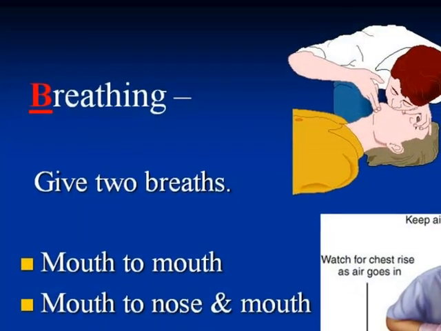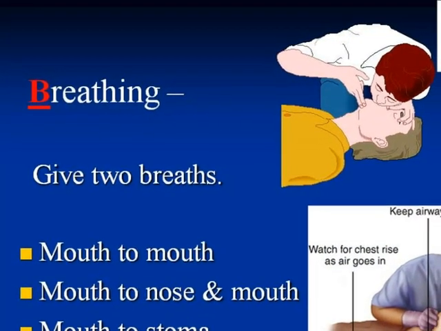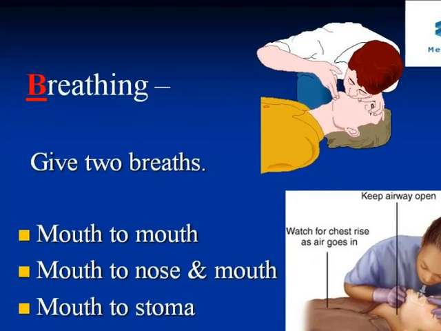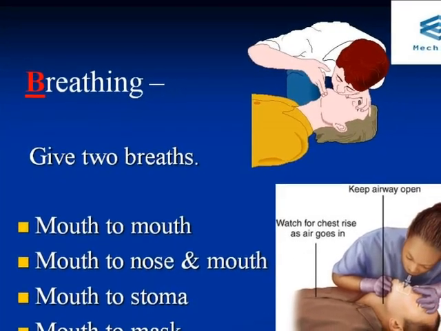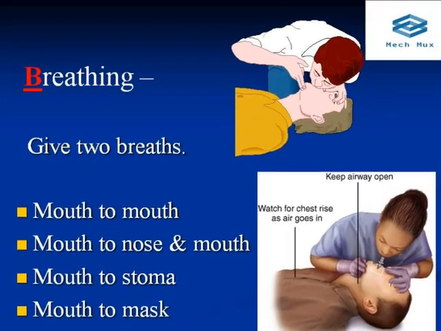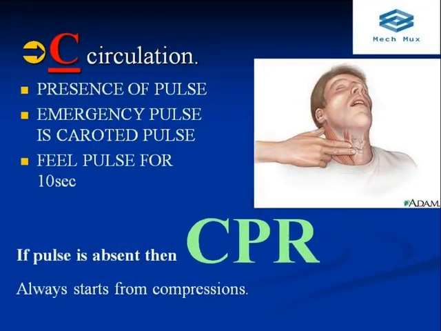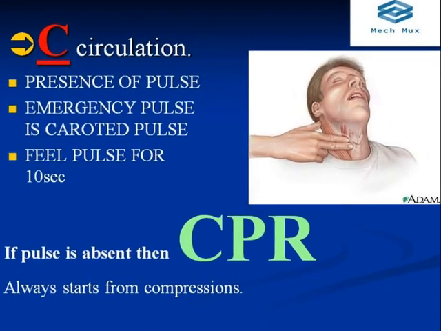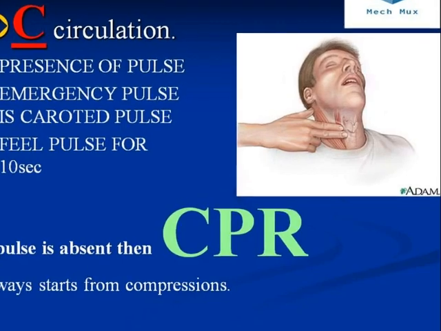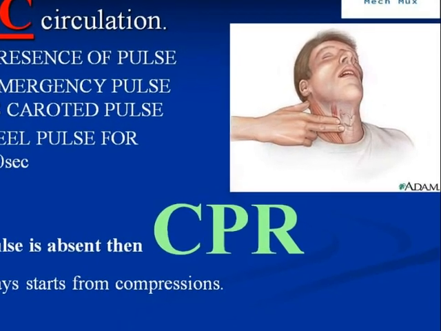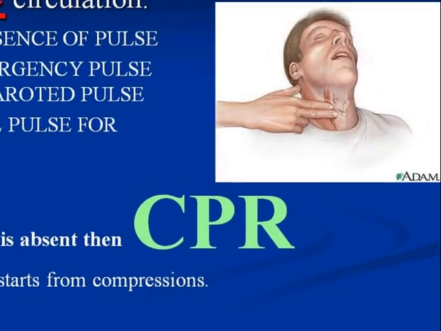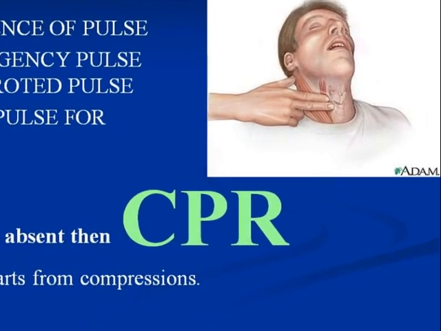The next thing is breathing. In the ABC, the next thing is breathing. You can see whether the person is breathing or not. You can give them two breaths, mouth to nose or mouth to mouth. The next thing is circulation. You need to check the presence of a pulse. By clearing the airway and giving them the breaths, is there any pulse? You can feel it, and you should feel it for 10 seconds. If there is no pulse, then you will go for CPR.